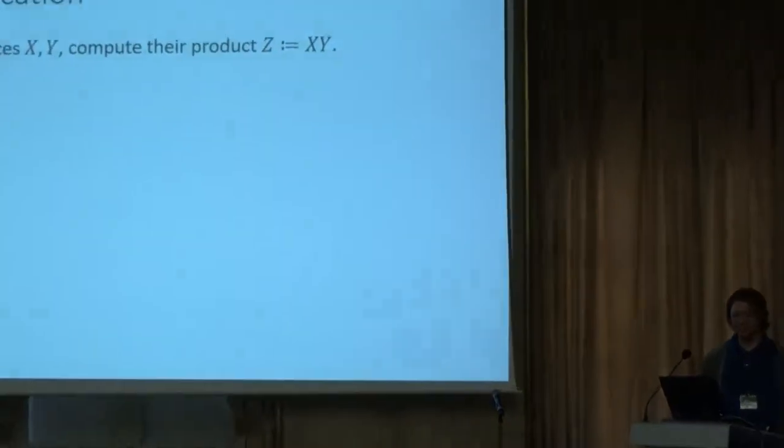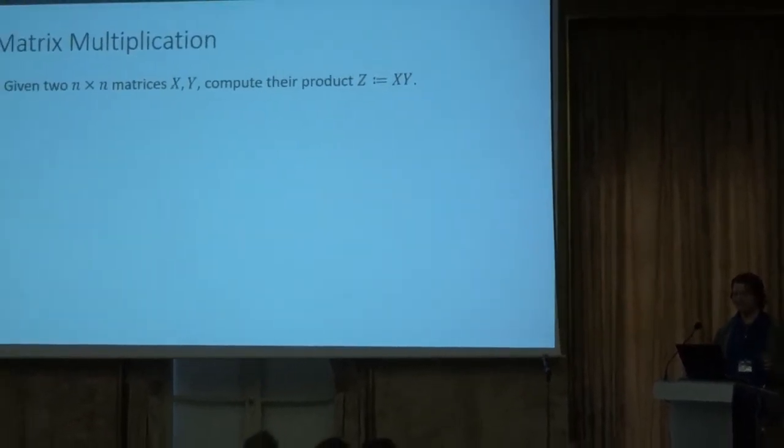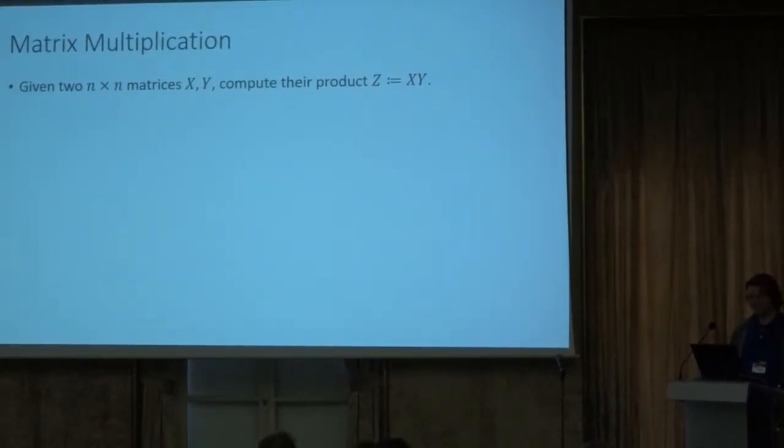Hi. Yeah, so this is joint work with Virginia Vasilevska-Williams, and today I'm going to tell you about matrix multiplication. So this is just the algorithmic problem. You're given two n by n matrices x and y, and you want to compute their product z.